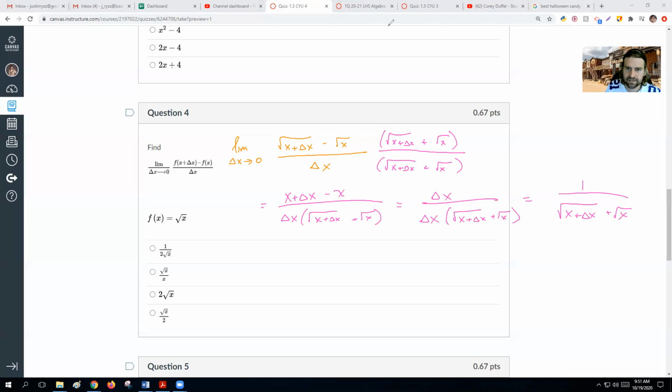So we're going to take the limit as we go towards 0. So I'm going to change this delta x to a 0. So we get 1 over radical x plus 0 plus radical x, which is 1 over radical x plus another radical x, which is 1 over 2 radical x, which is that choice right there. All right, so you guys should be all right here. On any difficult problem, remember, try your best, but it is multiple choice and you guys can retake this.